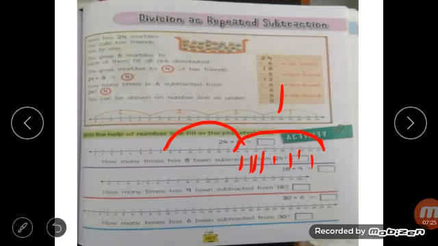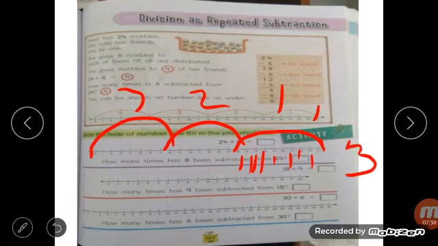Again move 8 steps, then you will reach 0. So in how many times did you reach there? 3 times. First, second, third. So 24 divided by 8 will be 3. 8 threes are 24, no? So that is 3. This way you have to complete this exercise.